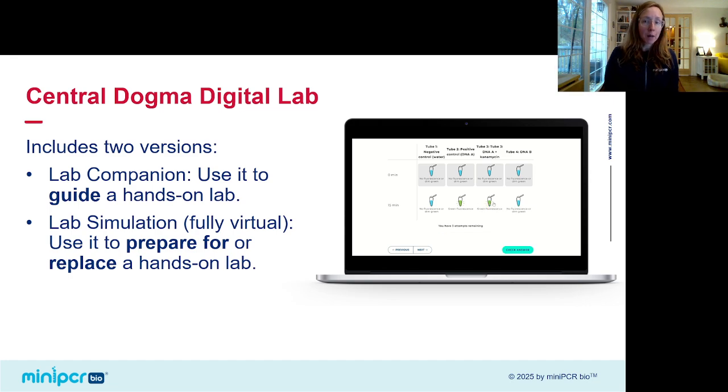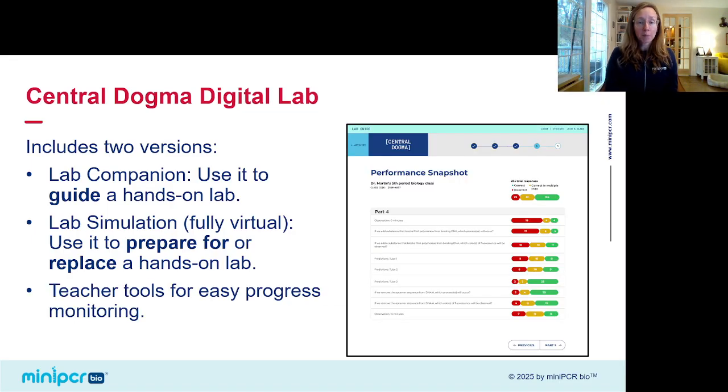We also offer a lab simulation. This is a fully virtual learning experience that can be completed in about 30 or 45 minutes. It is great to prepare for the hands-on lab, or it could replace it entirely. No matter which version you implement, you have access to teacher tools that are great for progress monitoring. Those include our performance snapshot, which goes through the lab question by question, showing how many of your students got each question correct, incorrect, or correct in multiple tries. A great tool for real-time intervention. So if you see that half of your students are getting a question wrong, you can stop them and correct whatever misconception is causing that to occur before it has a chance to take root.